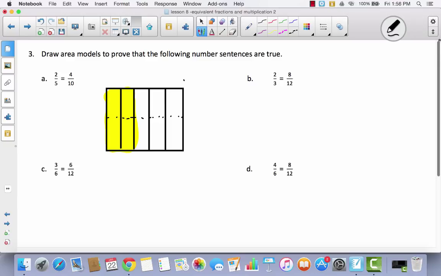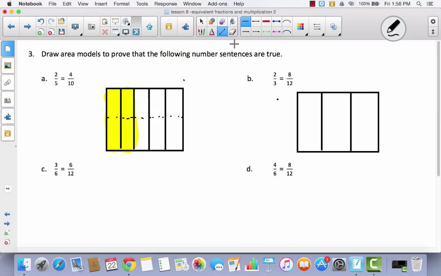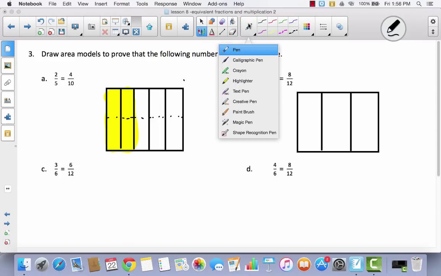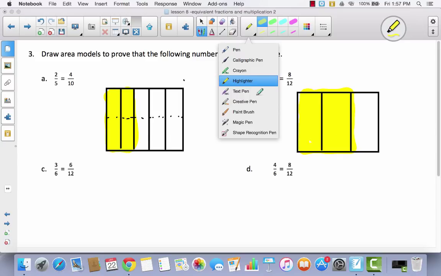All right, so let's try B. Okay, so again, we're going to begin by illustrating 2/3. So I'm going to make my area model and divide it into thirds. So that means I'm going to divide this with 2 lines. And I've got to shade 2 out of 3, so I'm going to get my highlighter, because remember when you shade, it's really important that you can still see where you divided your area model. If you shade it too dark so that you can't see your lines of division, it's not going to be as effective. You're going to have a hard time reading it. All right, so now I've got 2 out of 3.